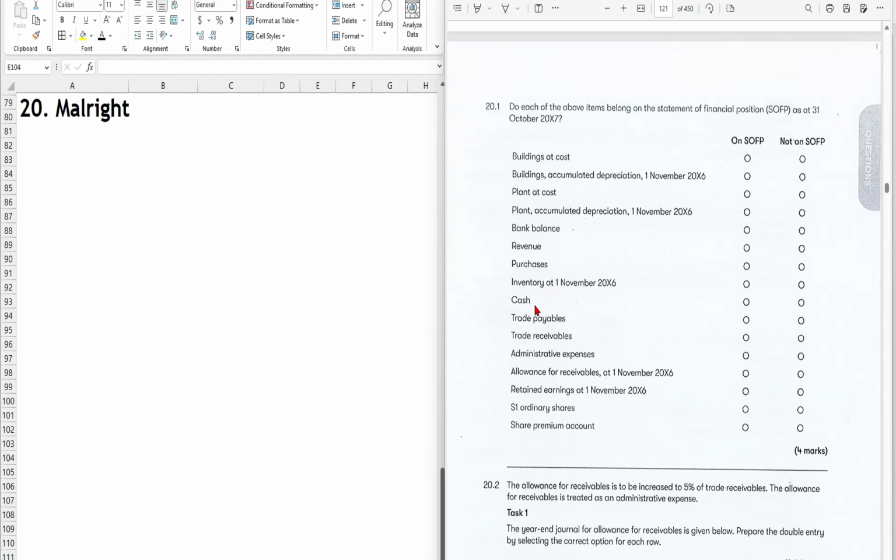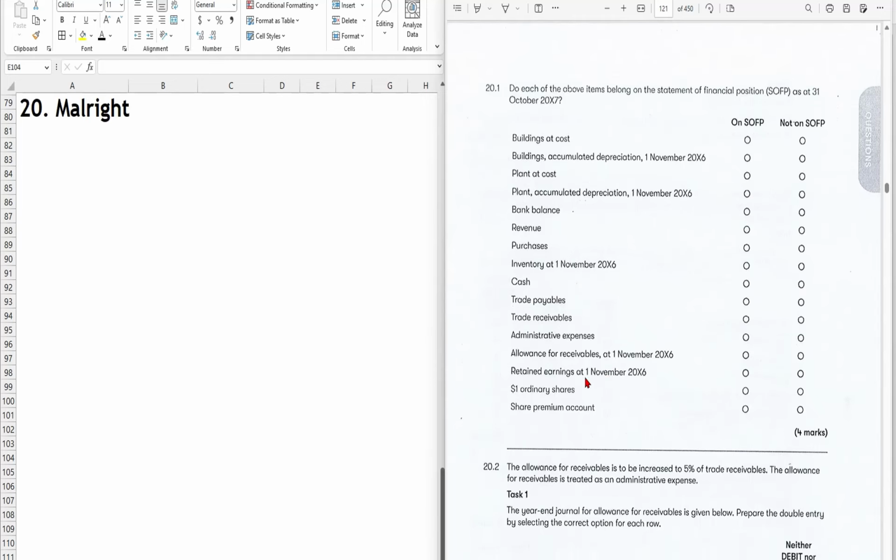Regarding cash, again it's a current asset, so it will appear in the SOFP. Trade payables are current liabilities, so they will appear in the SOFP. Trade receivables, again a current asset, will appear in the SOFP. Administrative expense is an expense, so it will appear in the P&L, not the SOFP. Allowance for receivable does appear in the SOFP, but here they are talking about the opening allowance for receivable, so it will not appear. Retained earnings is also the opening one, so it will not appear in the SOFP. Only closing retained earnings will appear.